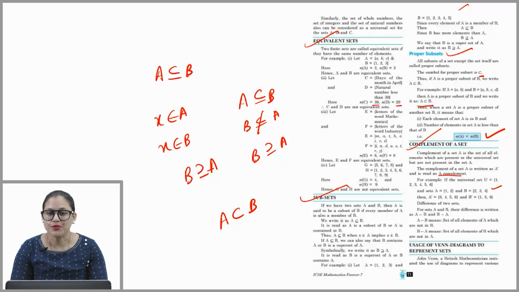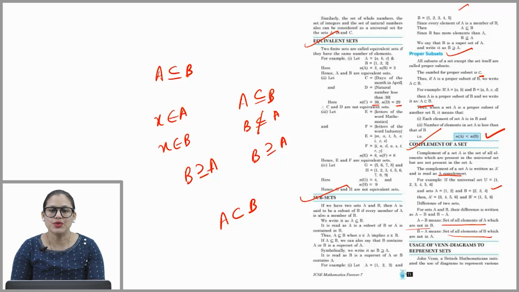Difference of two sets. For sets A and B, their difference is written as A minus B and B minus A. A minus B means the set of all elements of A which are not in B. And B minus A means the set of all elements of B which are not in A.